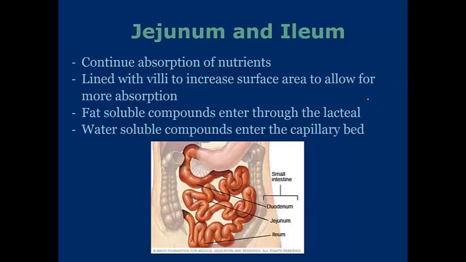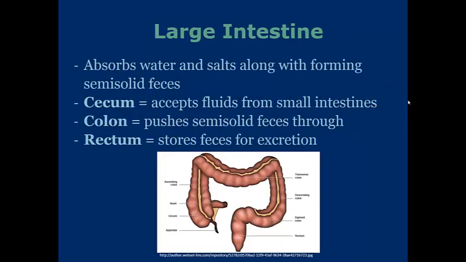If you look at the lining of the small intestine, you're going to notice that it's lined like so. This is to increase the surface area to allow for more absorption to occur. Fat-soluble compounds will enter the lacteals from here, and water-soluble compounds will enter through the capillary beds. The large intestine absorbs water and salt along with forming semi-solid feces, which continue down until the rectum.